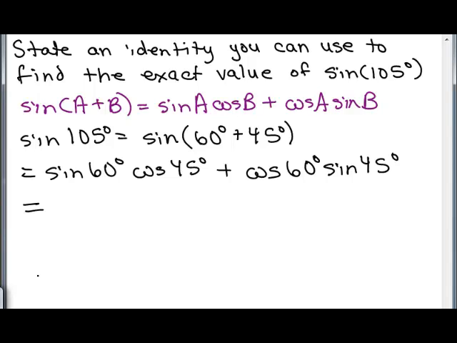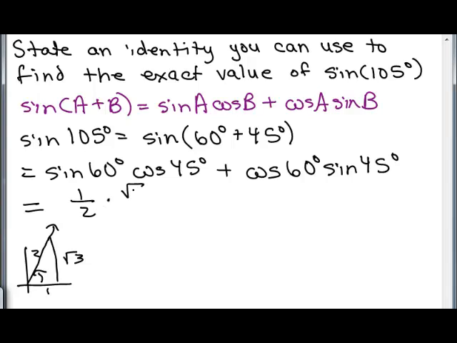Alright, so again, I don't usually memorize these. The cosine and sine of 45 degrees, those are pretty easy. That's square root of 2 over 2. But the 60-degree angle, I'm just going to draw a quick picture. 1, square root of 3, 2, right? That's 60 degrees. All right, so the sine I see is 1/2.